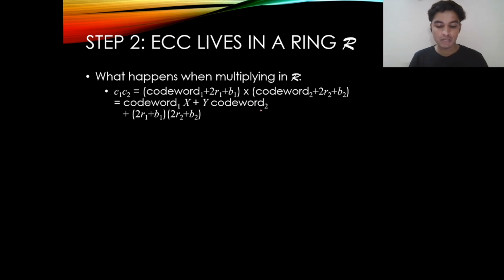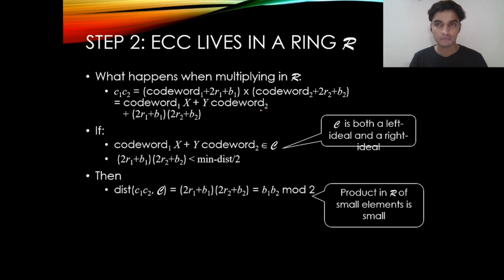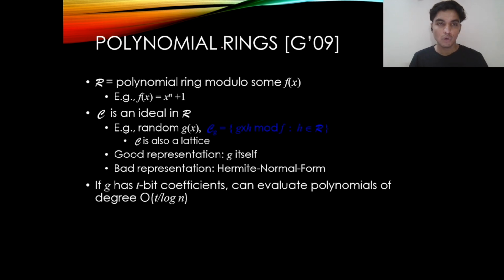Thus, the encryption is multiplicatively homomorphic under careful noise control. Moving forward, we have polynomial rings. Let R be Z[x] divided by the function f(x). For example, f(x) is equal to x raised to the power n plus 1.